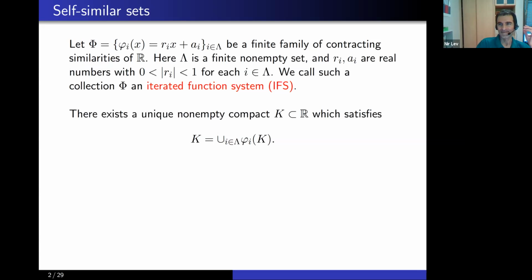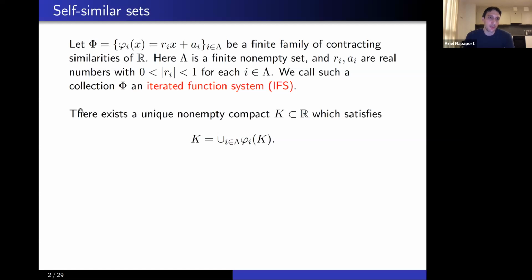Ariel, excuse me? Yes. By similarities, you mean that the contractive factor is a scalar multiple of x? Yes. These are the maps phi i, and the map phi i takes the real number x to Ri times x plus a translation. Because sometimes people talk about self-affine sets versus self-similar sets. Yeah, but on the line, the affine maps and similarities are the same. So in the one-dimensional case, it does not matter. Thanks. Yes, thank you for the question.